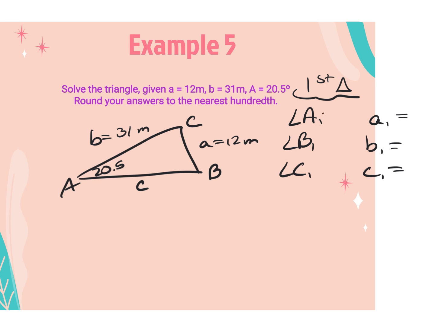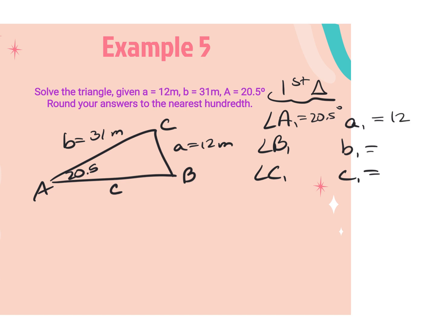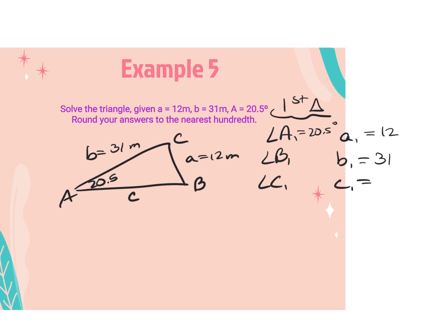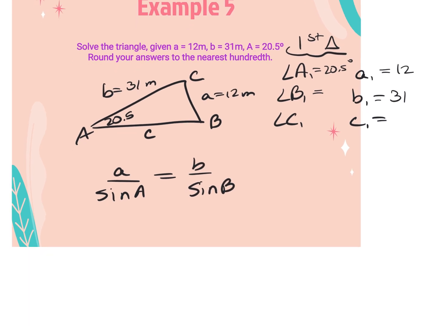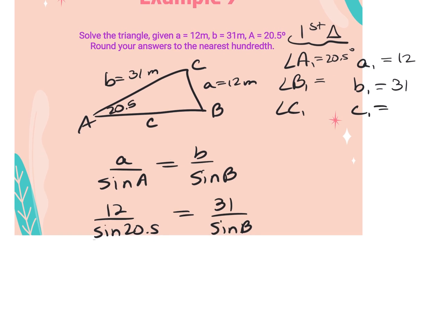So angle A, 20.5. Side length A is 12. Side length B is 31. So let's go ahead, and the first thing I'm going to look for is angle B, because I'm going to use the three pieces of information I have. So A over sine A, and then B over sine B. I'm looking for angle B first. So I'm going to fill in 12 over the sine of 20.5 equals 31 over the sine of B. I'm going to cross multiply.